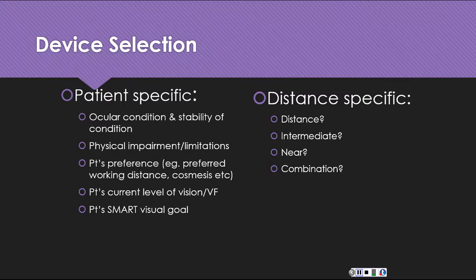So it's good to know that you have somebody that has good stable vision, and make sure that they're going to have the level of vision that they have before they go through the investment and training with the device. Other things, physical impairment and limitations, that's a very key thing to take into consideration.